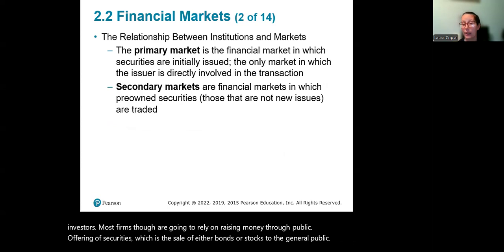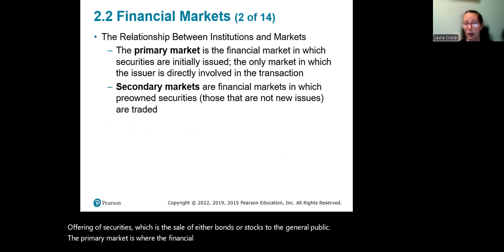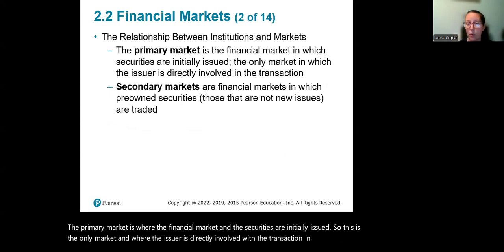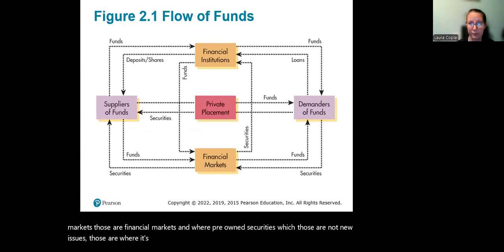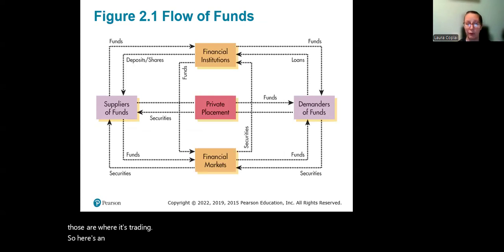The primary market is where the securities are initially issued. So this is the only market in which the issuer is directly involved with the transaction. Secondary markets are financial markets in which pre-owned securities, which are not new issues, are traded. So here's an example of flow of funds.